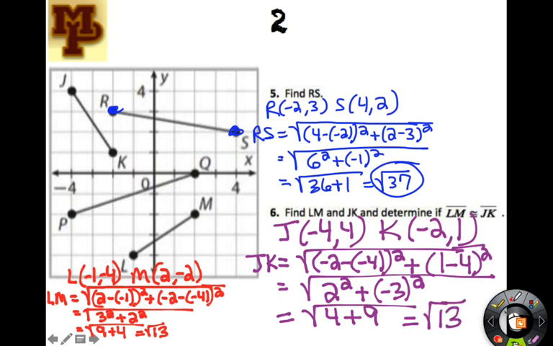So when we compare those two, we're like, hey, they're the same, so we just say, are they congruent? We would say yes, they have the same length. So you could lay one on top of the other.